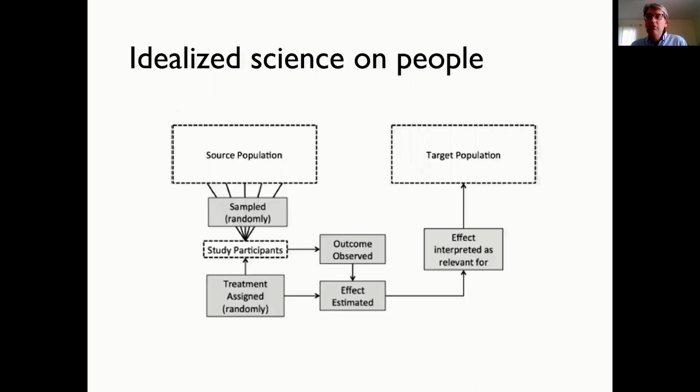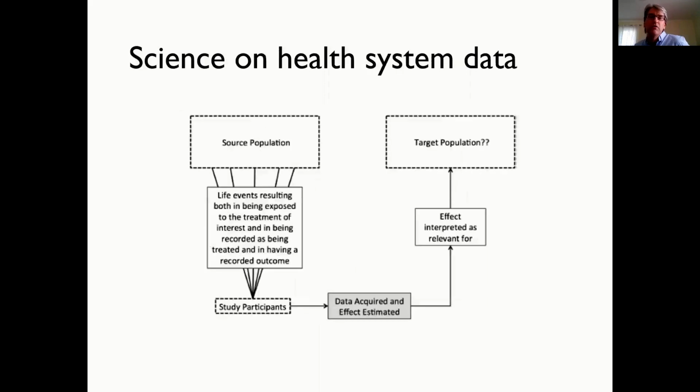When we have healthcare records, we'd like to think that any research we do on them can apply to the whole population. When we teach science, we teach the idealized model where we have a source population, we sample randomly from that. We maybe give, in a randomized trial context, some treatment to some of the people, we observe some outcomes, and we know in the end that the effect that we estimate is relevant for a target population, which is often the source population we sampled from, but not necessarily. But in practice, if we're doing science on health system data, we've got something more where the source population experiences some life events independent of anything that's under researcher control. That results in being exposed to the treatment of interest, being recorded as having been treated, having a recorded outcome. And so it's really unclear in the end who any population-based research results might apply to.